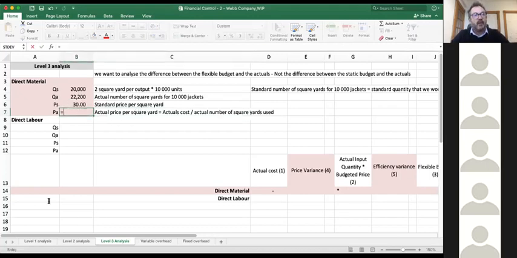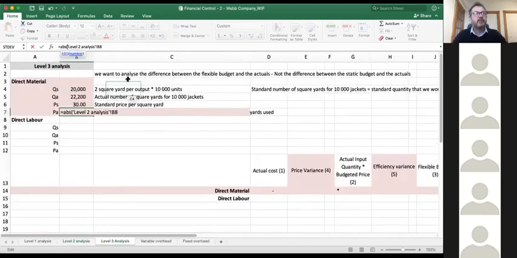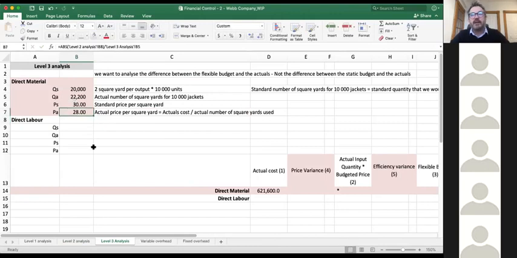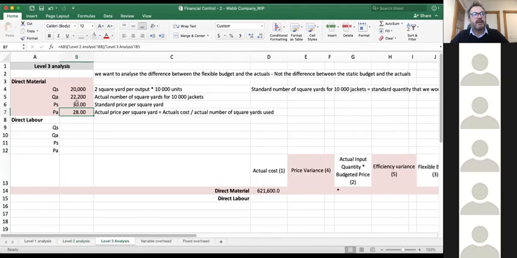So I go back to the level 2, and I know that I used this amount, so I'm going to take it in absolute value, divided by the actual quantity. Okay, so I reconstruct the actual price from that. So this is 28. Again, it's 621,600, so the total actual cost, divided by the actual quantity that I know. So I reconstruct the selling price.